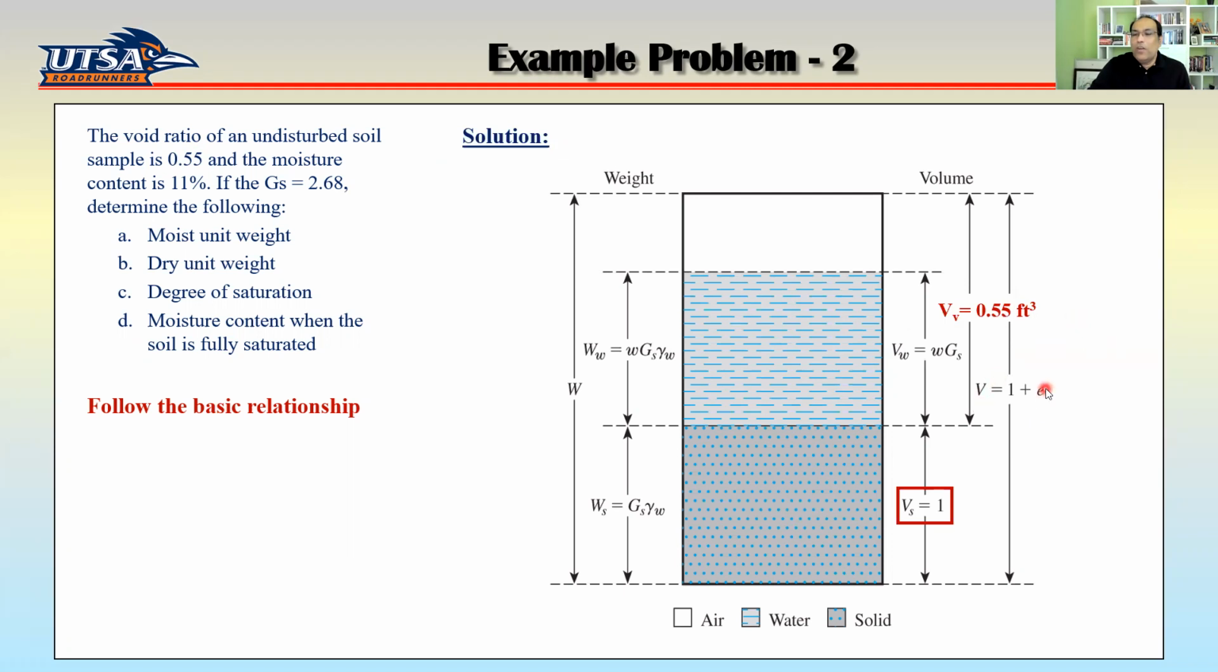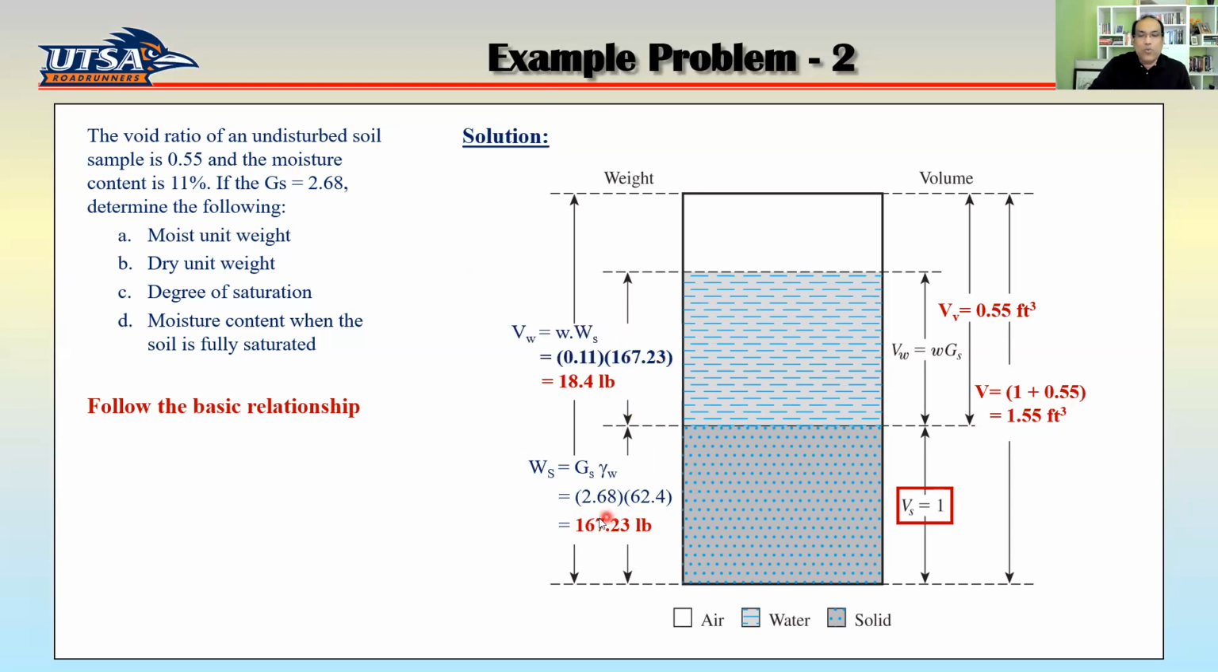Then what would be the total volume? That would be 1 plus 0.55, so that's actually 1.55 feet cube. Now if you try to find out the WS, that's actually GS times gamma W. So 2.68 times 62.4, that's 167.23 pounds. Now you can find out this one from here by multiplying with your W, which is 11%. So if I multiply this one with 0.11, then I get this one here.